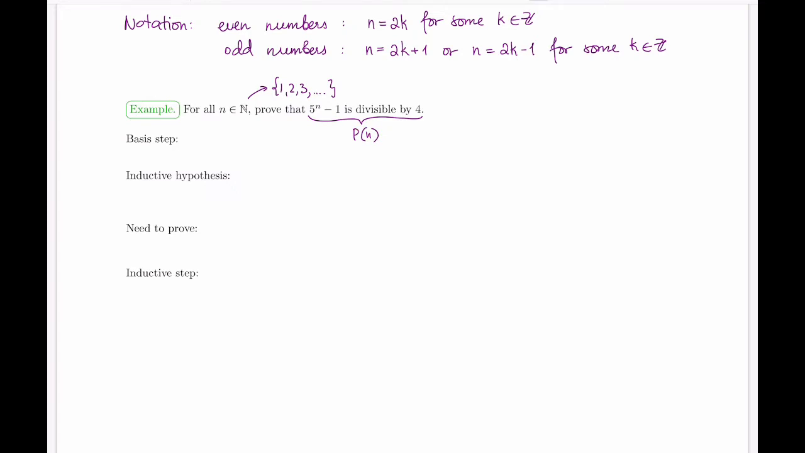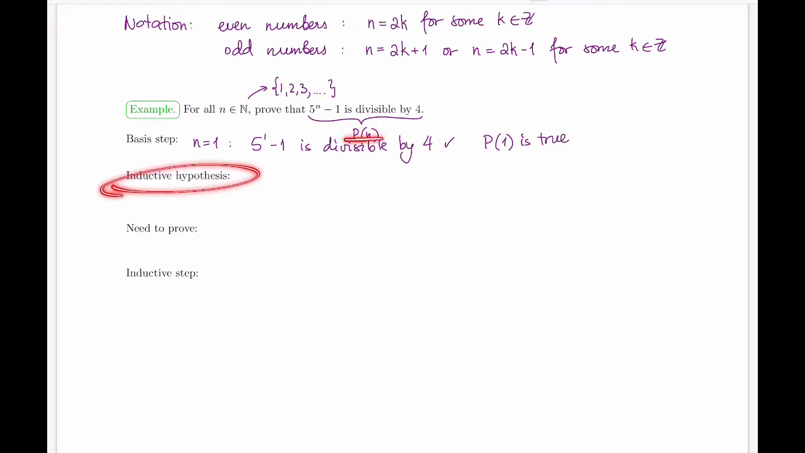In our basis step, as last time, we're going to choose the smallest number and see if that works. So if n is equal to 1, what do we have? We have 5 to the power 1 minus 1 is divisible by 4. Is that true or not? Well, 5 to the power 1 minus 1 is 5 minus 1, which is 4, which is divisible by 4 because I can write 4 as 4 times 1. So we're good to go here. This is correct, which means that P of 1 is true, and we have checked our basis step.